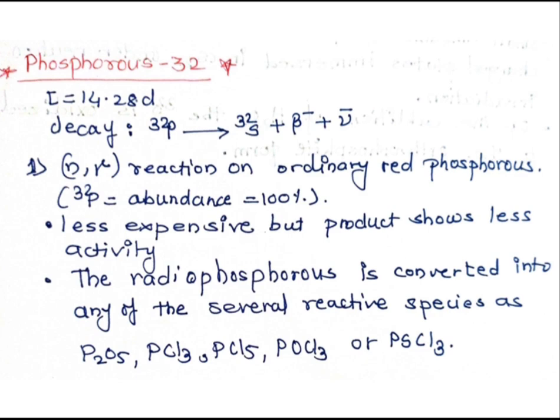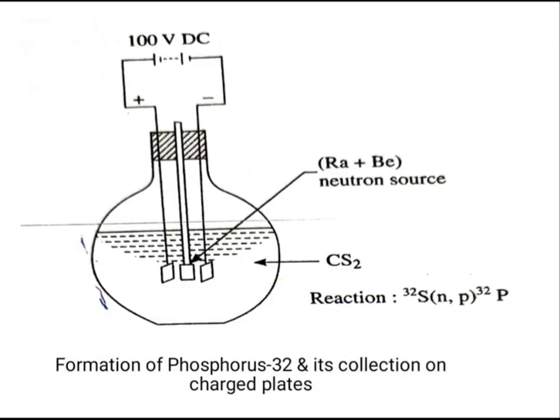The radiophosphorus is converted into any of several reactive species like P2O5, PCl3, PCl5, POCl3 or PSCl3. So by the N-gamma reaction we can produce phosphorus 32, and this method is less expensive, but the product which is formed is also of low activity. So we have to perform the N-P reaction. This is the diagram for the N-P reaction.